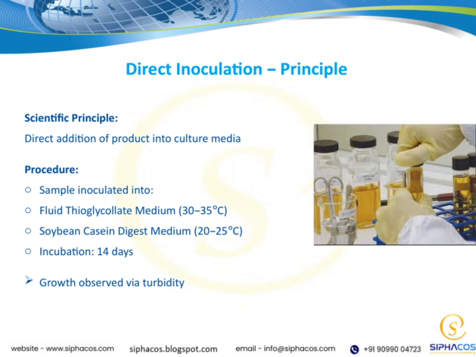During this time, we observe the media for signs of growth, mainly looking for turbidity, which indicates bacterial proliferation. Increased turbidity means the microbes are growing, and this is a crucial indicator in our analysis. So, in summary, direct inoculation is a straightforward yet powerful method to assess contamination, and by observing turbidity after incubation, we can determine if microorganisms are present in the product. This approach ties into our overall theme of reliable microbial detection in quality control.